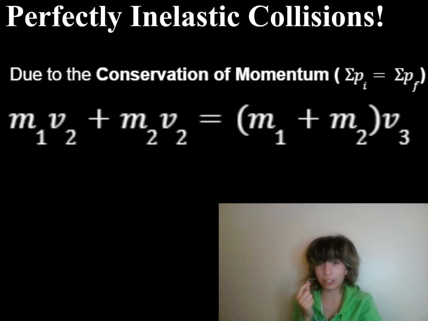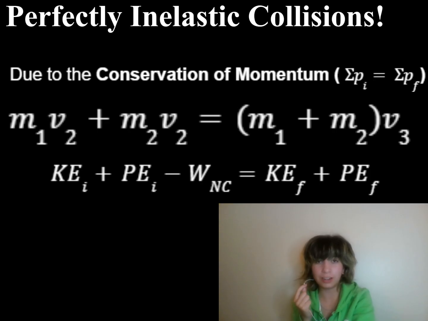So our equation is going to add the two masses, and we are only going to be able to solve for a single final velocity. Just keep in mind that energy is not conserved here. And in perfectly inelastic collisions, it's typically the greatest loss or transfer of energy out of the system.